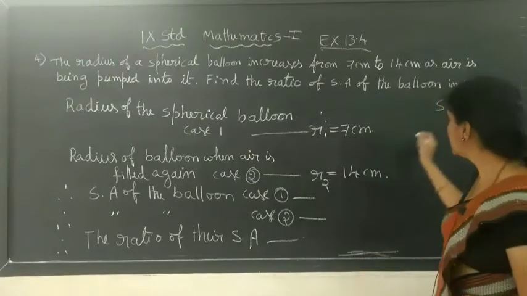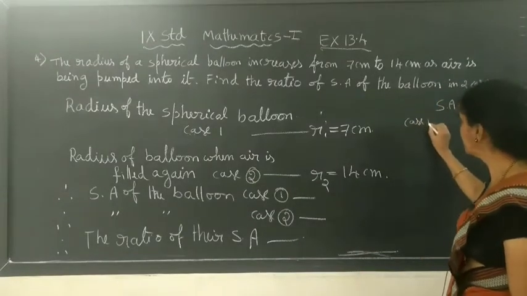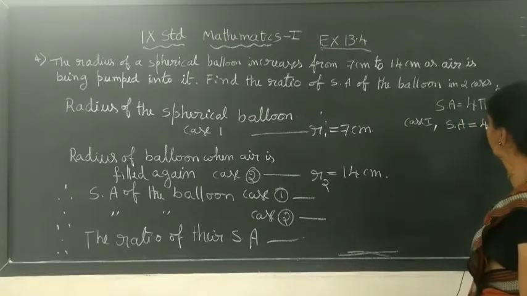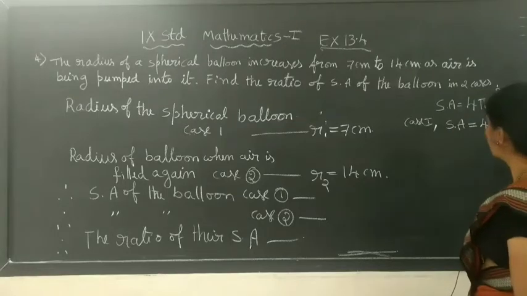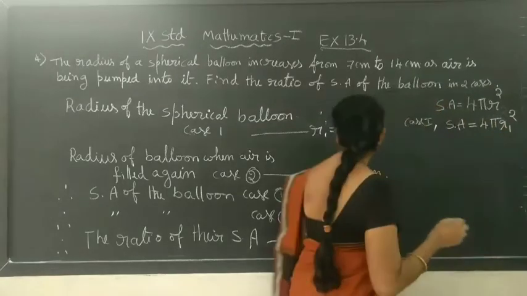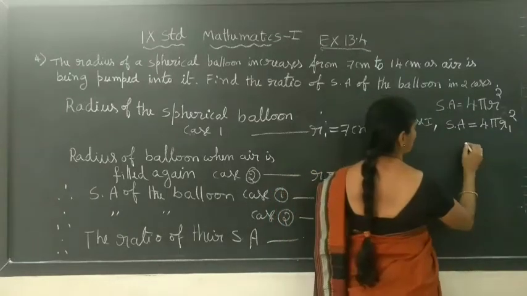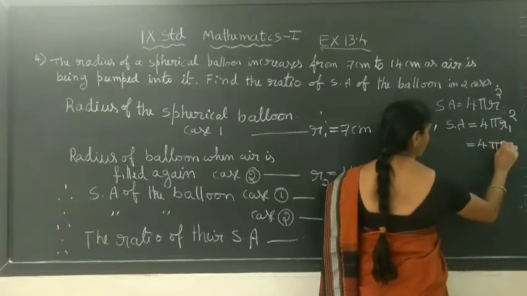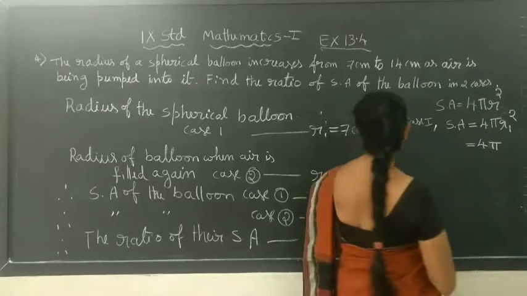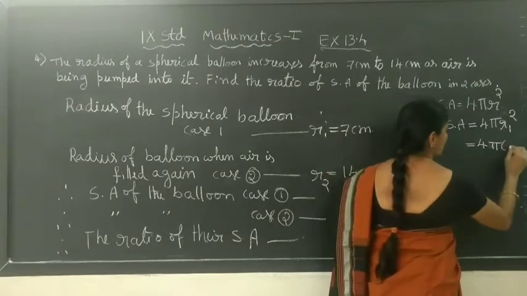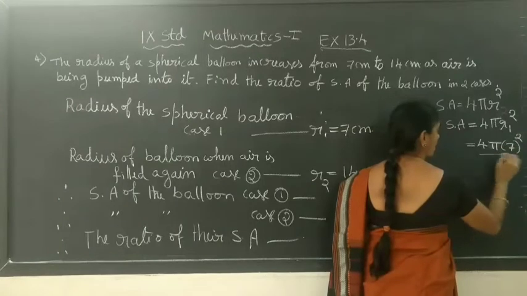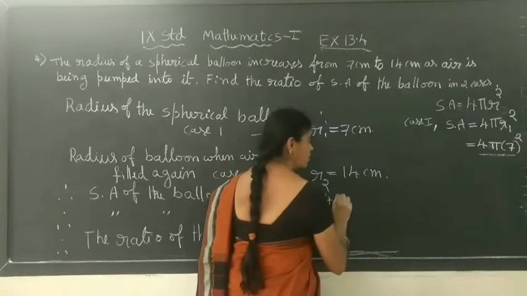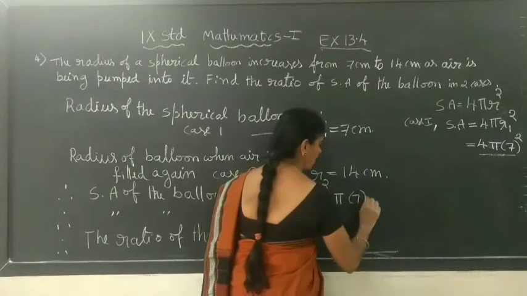Now in the first case, surface area is equal to 4 pi r1 square. So it is equal to 4 pi, and R1 is 7 centimeter, so it is 4 pi 7 square. I will keep this answer only. I won't simplify because I have to find the ratio. It is 4 pi 7 square.